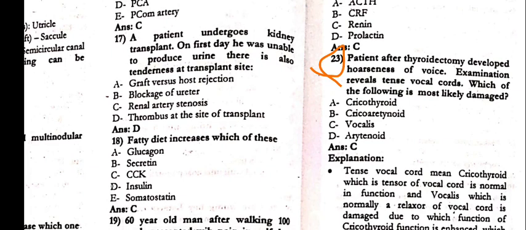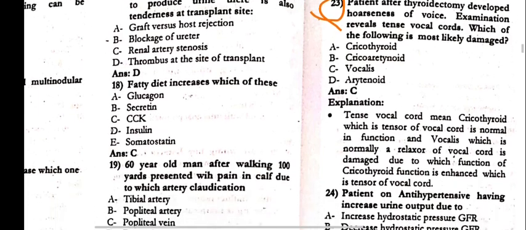17, the patient undergoes kidney transplant. On the first day he was unable to produce urine. There is also tenderness at the transplant site. This is thrombus at the site of transplant.